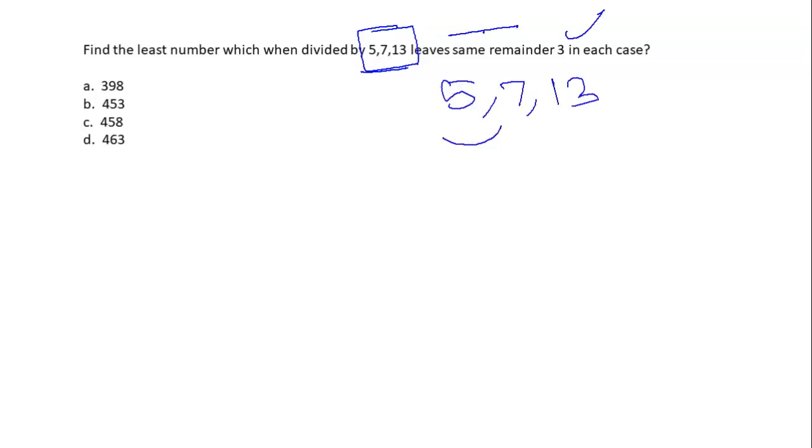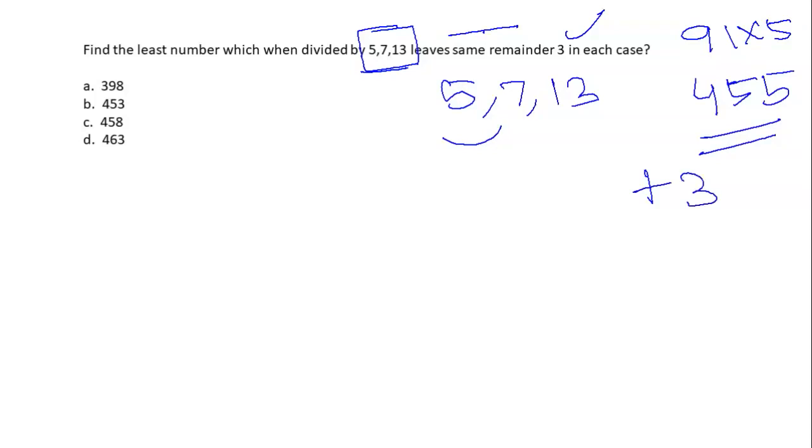5, 7 and 13. So 91 into 5 is 455. I have to give a remainder of 3, so 455 plus 3 is 458. 458 divided by 5 gives 3. 458 divided by 7 gives 3. 458 divided by 13 gives what?